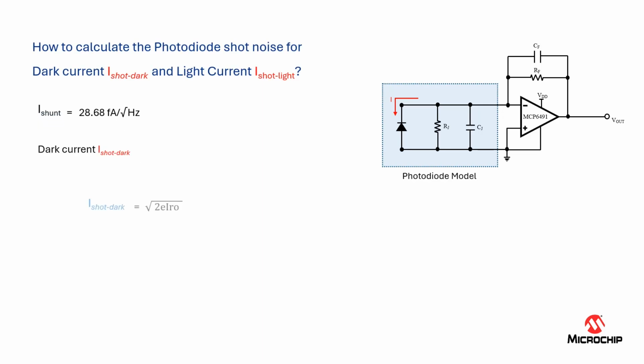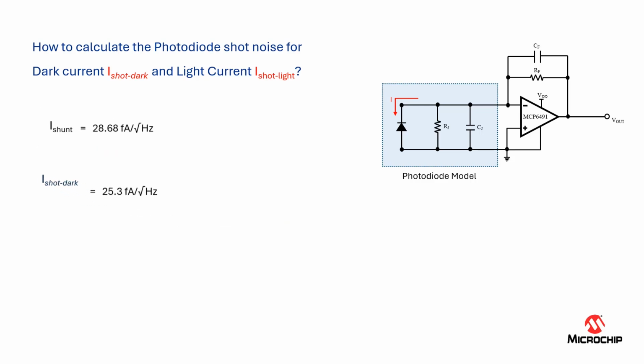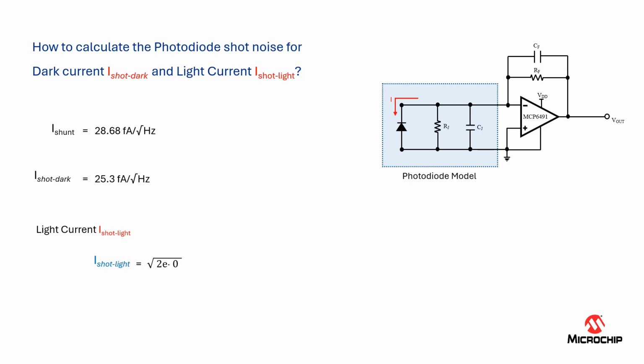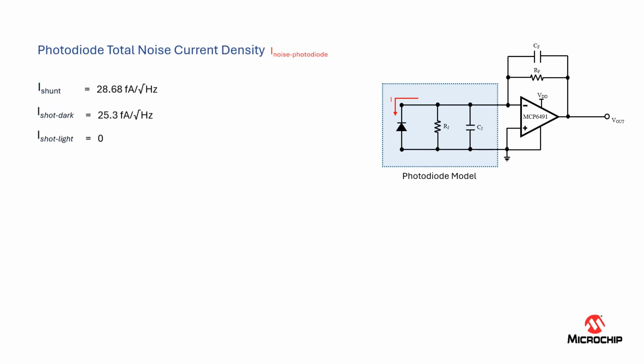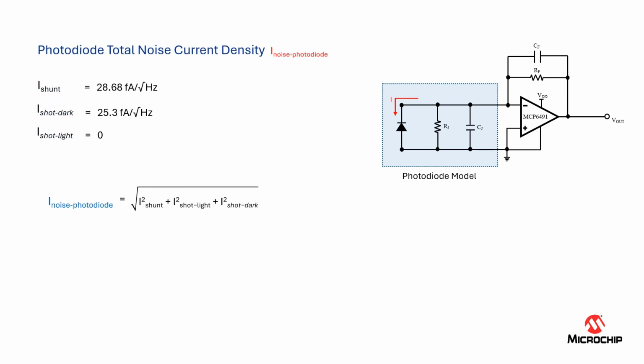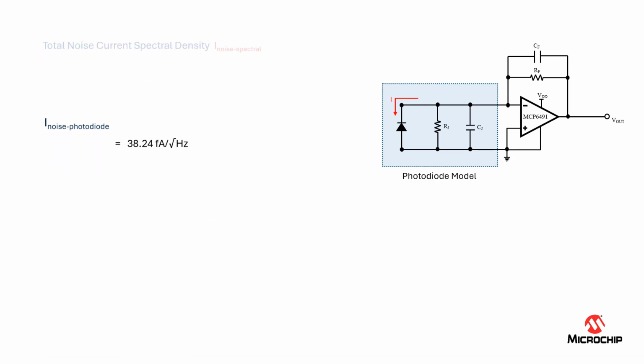Now, to solve for the dark current, we're going to use this value that we previously got from the op-amp's datasheet. We plug it into the equation, and the shunt noise due to the dark current is 25.3 femtoamps. And then to solve for the light current, since there's no light for this circuit, we're just going to leave it at 0. So now, to get the total photodiode noise density, we plug in the shunt current, dark current, and light current values that we just calculated. We plug them into this equation, and the current noise of the photodiode is 38.24 femtoamps.